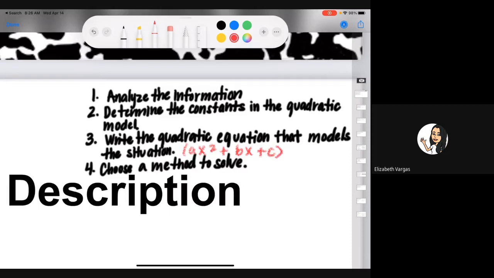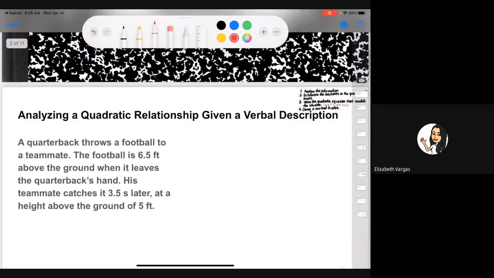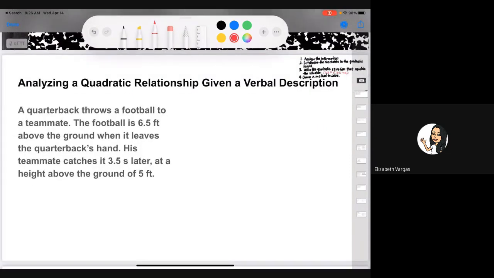And then we're going to actually solve if we're asked to solve for something. We're going to choose a method to do that, whether it's factoring, whether it's putting it in the quadratic form, or whether it's completing the square, whatever our preference is. So that's basically what we're going to see today.